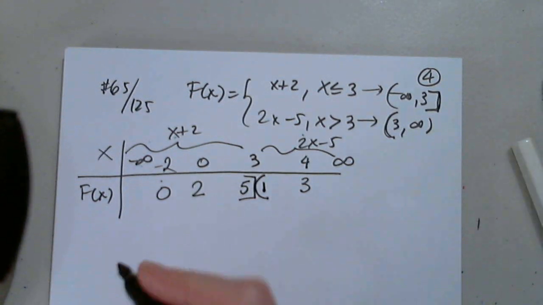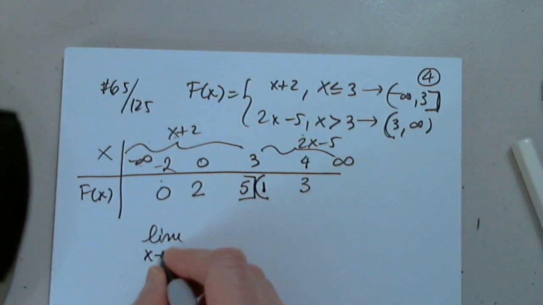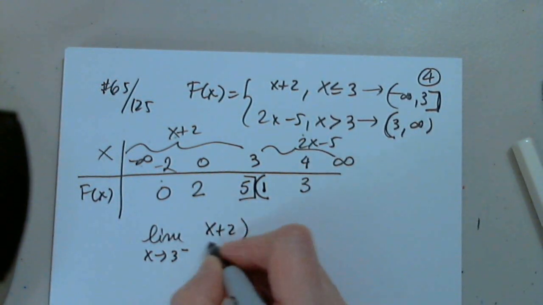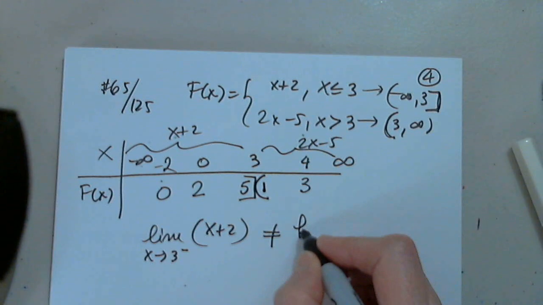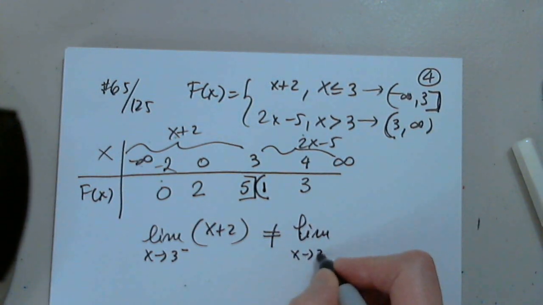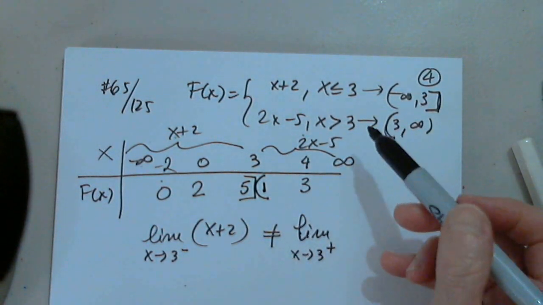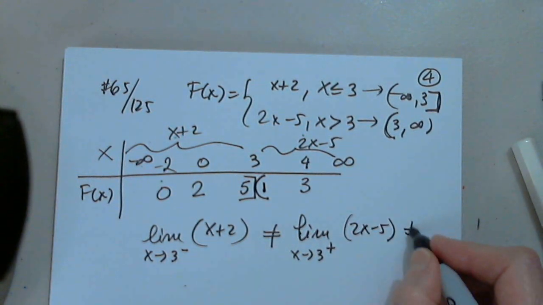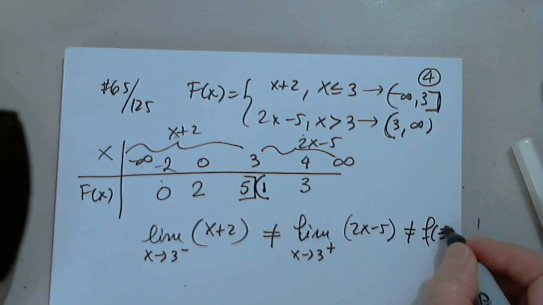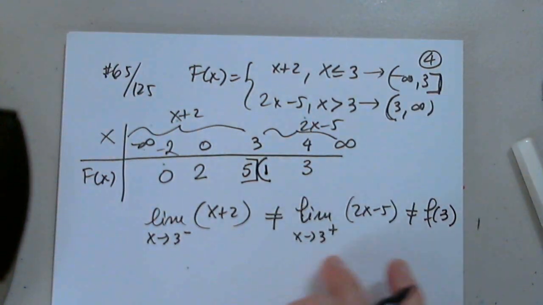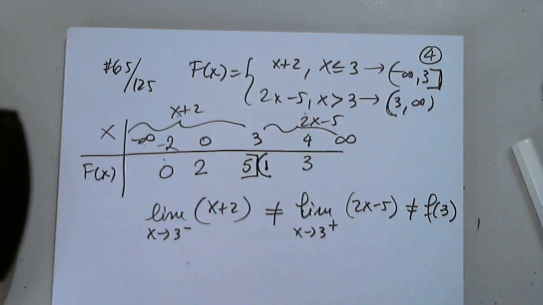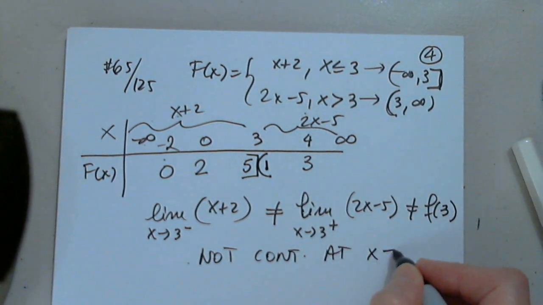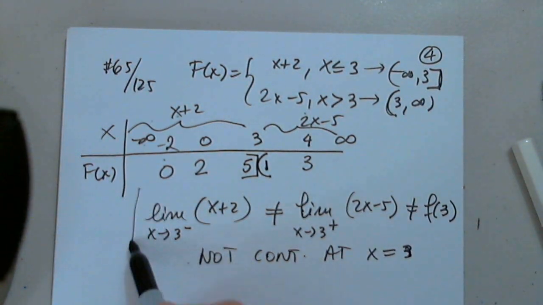No, because the limit from the left of 3 from x plus 2 does not equal the limit from the right of 3, which is from 2x minus 5, and does not equal the function value at 3. At least one of them does not. So I will say not continuous at x equals 3. And this is the definition.